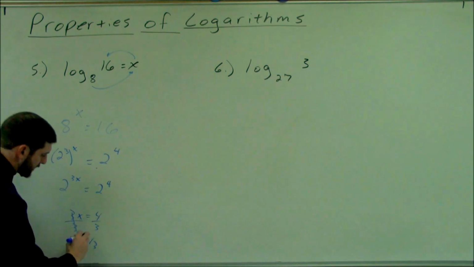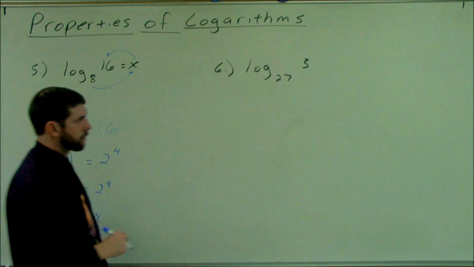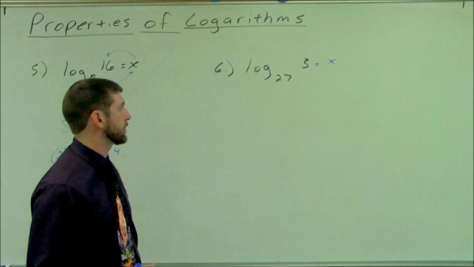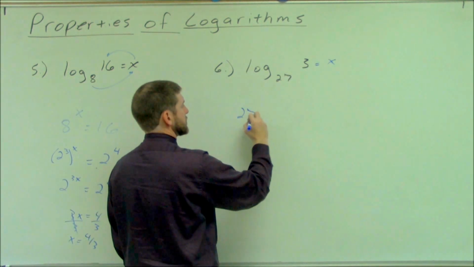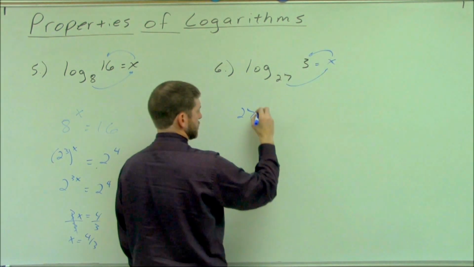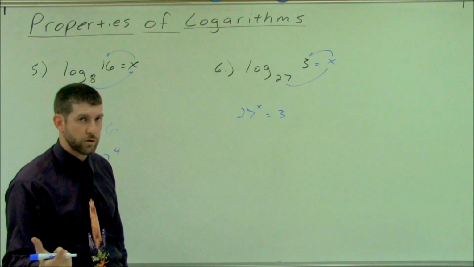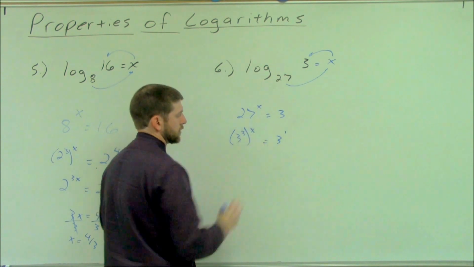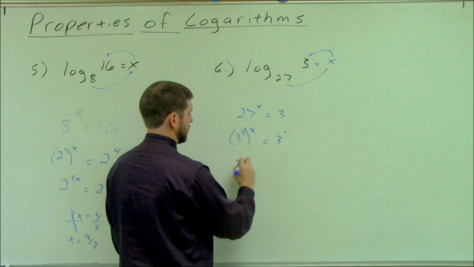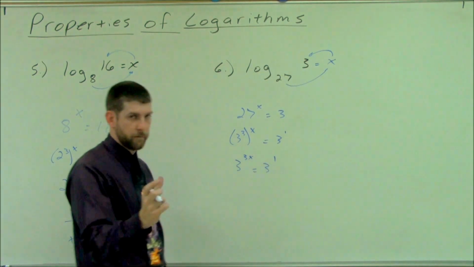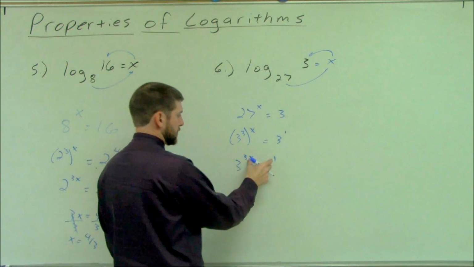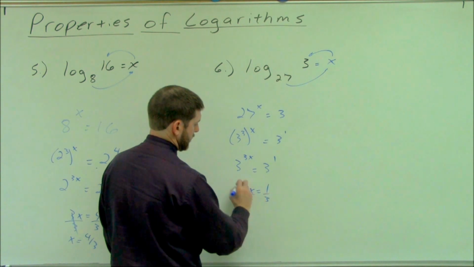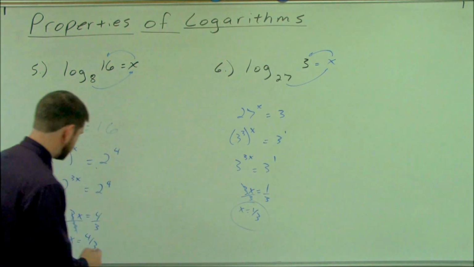So if we use that same idea for this example over here, log base 27 of 3, let's set it equal to x, because we don't know what log base 27 of 3 is. And then we work through it. 27 to the x equals 3. They're both powers of 3. So 3 is just 3 to the first. 27 is 3 cubed. Now we work through 3 to the 3x equals 3 to the first. If the bases are equivalent, then the exponents must also be equivalent. So 3x equals 1. Divide by 3, x has to equal 1/3.